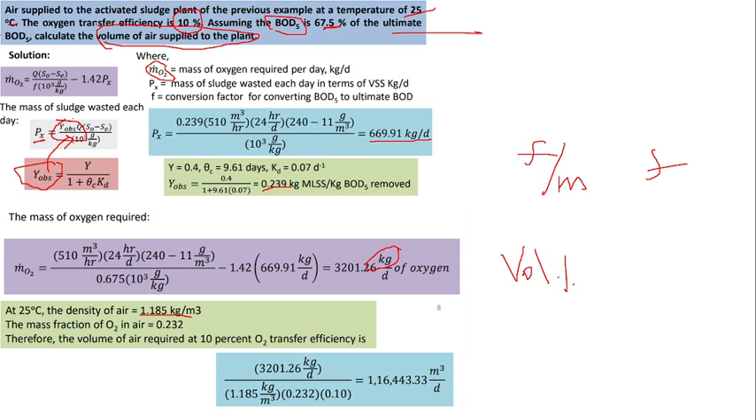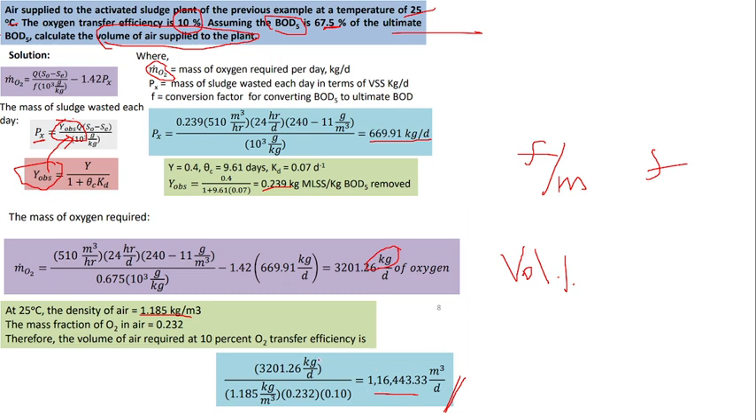Also, one more thing given is that only 10 percentage is the efficiency of this oxygen transfer. Whatever you are supplying, only 10 percentage is utilized in this process. So you have to calculate the volume of air for this 10% efficiency. Just divide the mass of the oxygen by the density of the air, the fraction of O2 in the air, and the efficiency of O2 transfer. So you will obtain 1,16,443.33 meter cube per day. So this is the answer given for the volume of air supplied to the plant.